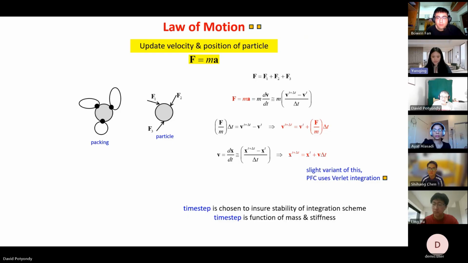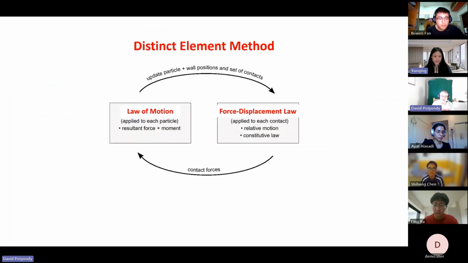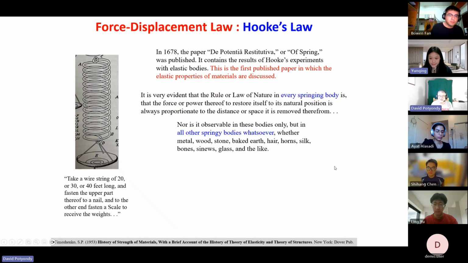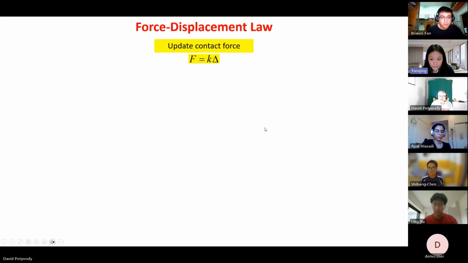Okay, so that's the law of motion right there. How do we do this? Get the resultant force and moment, update all the positions, figure out if new contacts have formed. Now, how do we update the forces? We use Hooke's law, F equals K delta, right?